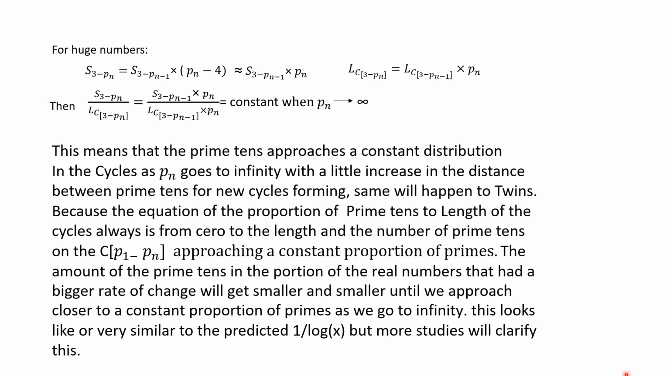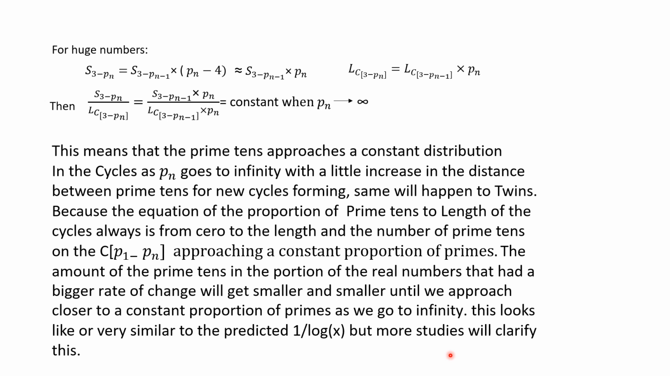Same will happen to twins, because the equation of the proportion of prime times to length of the cycle always goes from 0 to the length, with the number of prime times of the cycle approaching a constant proportion of primes. The amount of prime times in the portion of the real numbers that have a bigger rate of change will get smaller and smaller until we approach closer to a constant proportion of primes as we go to infinity. This looks like, or is very similar to, the predicted 1 over log x, but more studies will clarify this.